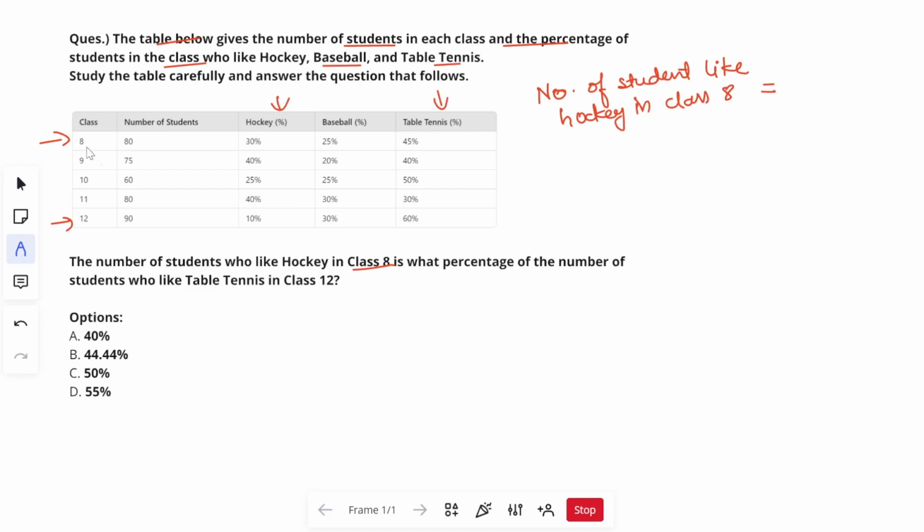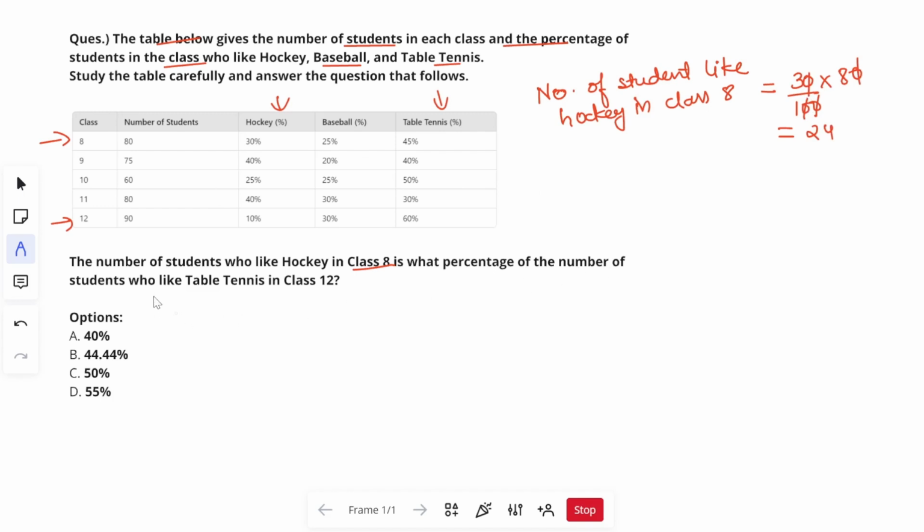If you see, class 8 is this and hockey is 30%. So 30% of 80 students like hockey. We can write 30% in this way, and of 80 will be this one. If we cancel out this zero and these zeros will cancel. So 3 eights are 24. There are 24 students who like hockey and they are in class 8. Let's see the next thing.